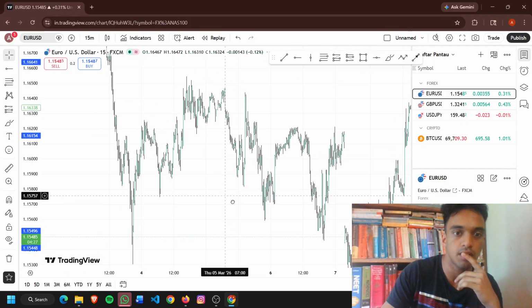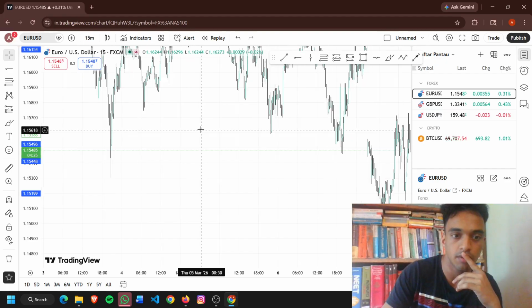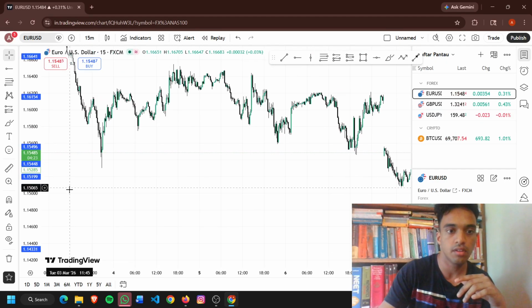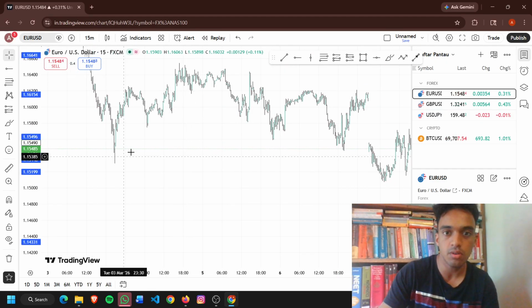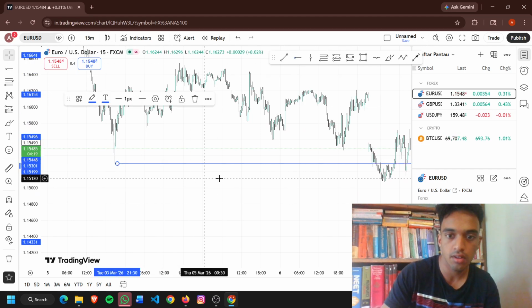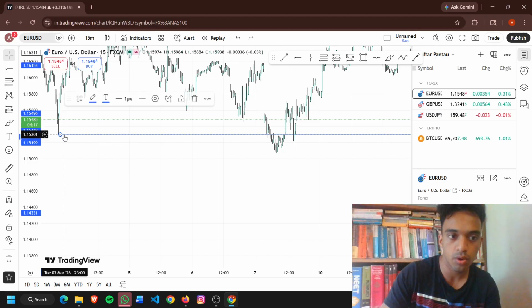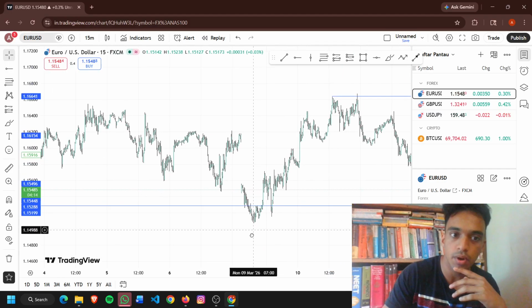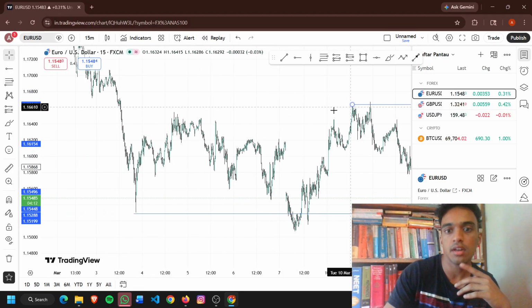See another example. Wait, let me find one more example. Here, see this. You can also see it like this. See, this was a low, right? It took the low, went up, went for this high. Liquidity sweep.